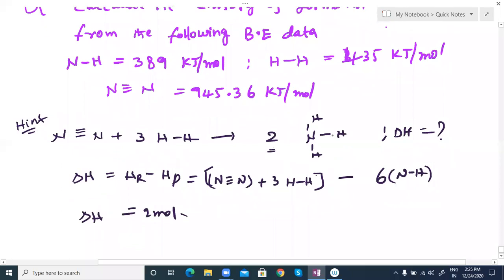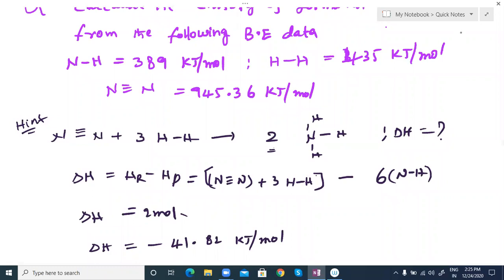Did anyone get minus 41.82? The answer is minus 41.82 kilojoule per mole. Anyone who got the answer, please check it.